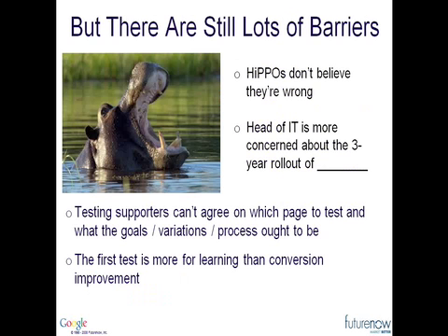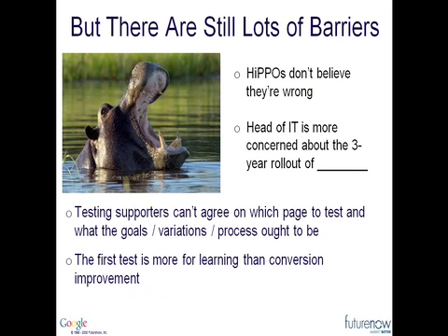Well, there are a number of things. First, there are the HiPPOs, the highest paid person in the organization, the guy that has all the power, maybe the VP of marketing or design, and they just don't feel like their opinion is wrong, and everybody kind of just genuflects to them and does what they say.